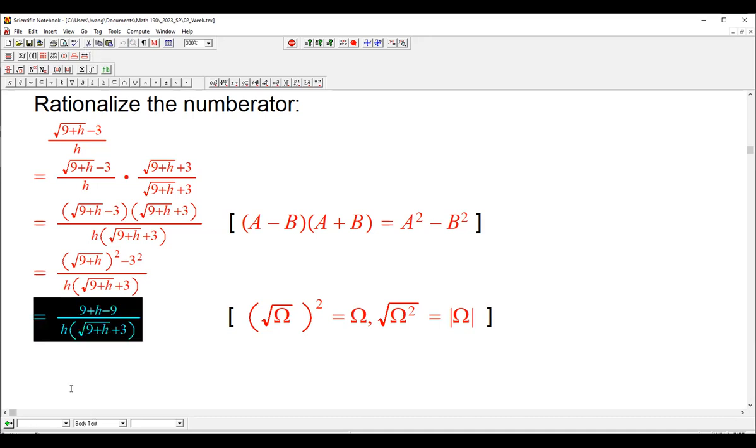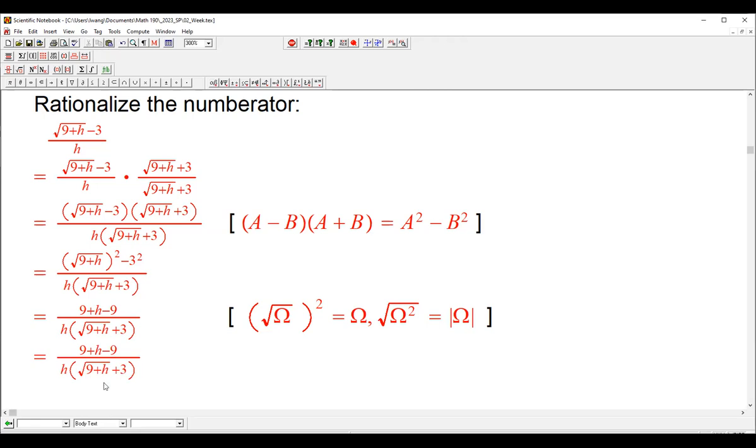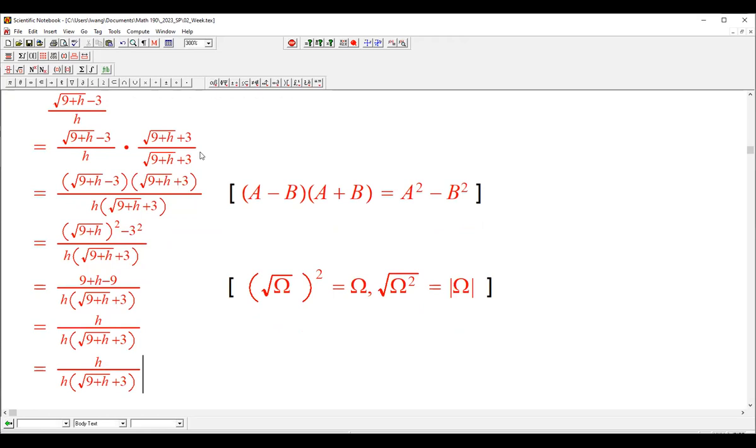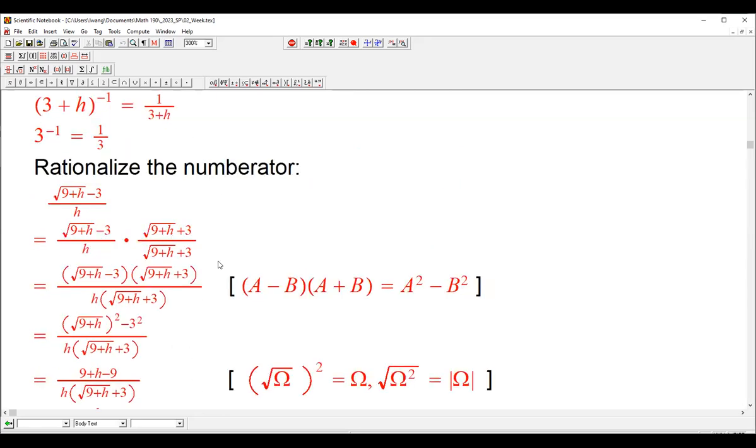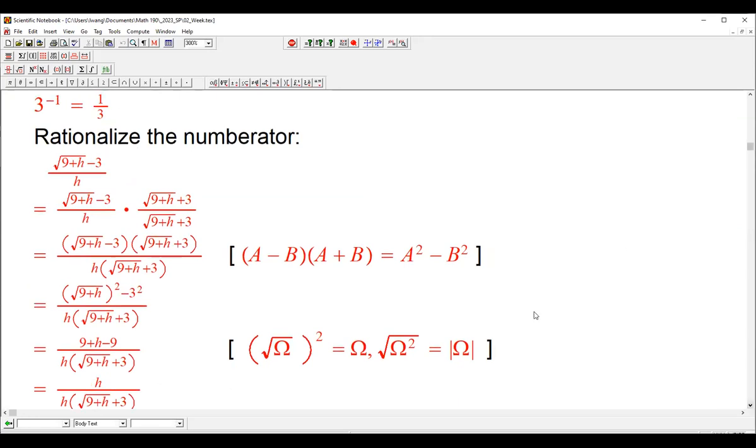So let's finish this question. 9 minus 9 equals 0, so we have h left. Now we can reduce the h using principle number 1. Then we can remove that, and we can also remove parentheses. So that algebra expression, rationalizing the numerator, is now done. Sorry about the typo.